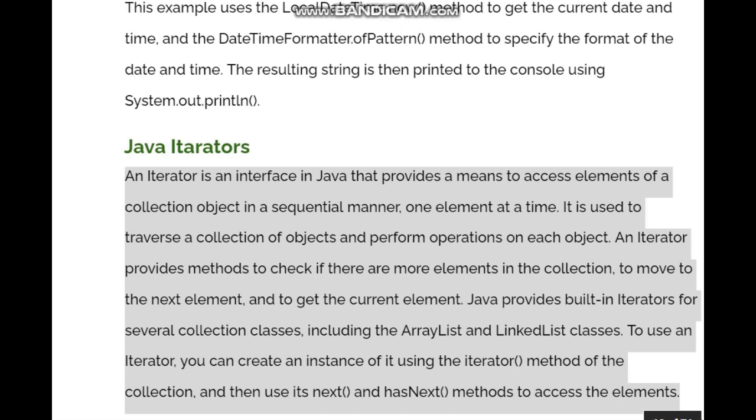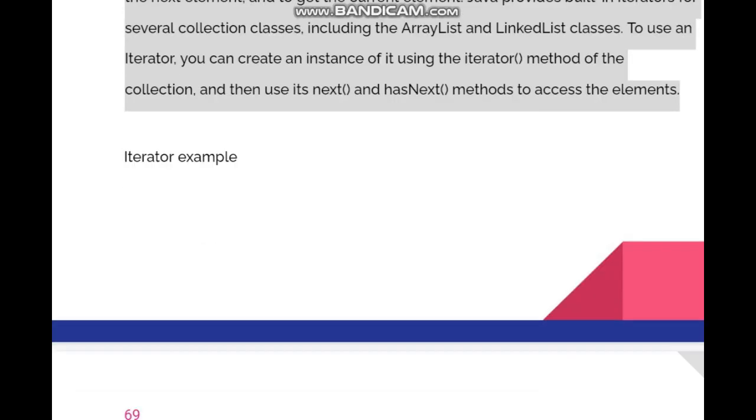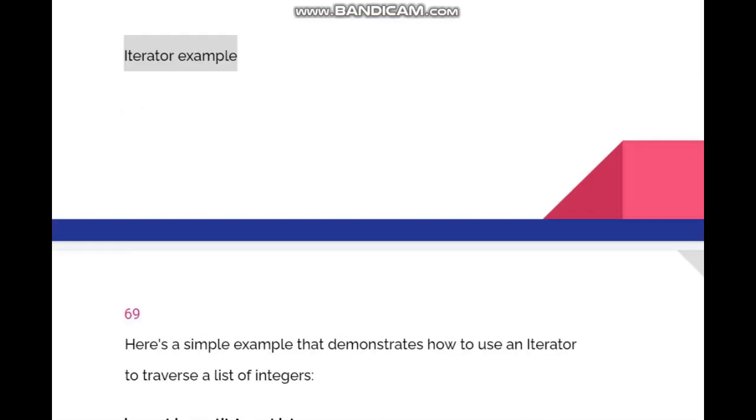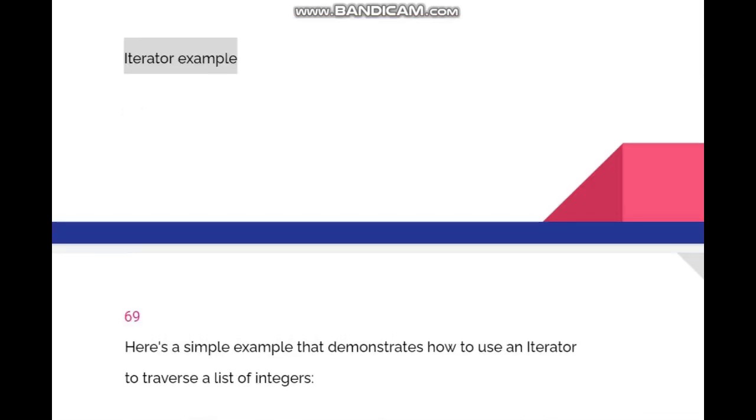Java provides built-in iterators for several collection classes, including the ArrayList and LinkedList classes. To use an iterator, you can create an instance of it using the iterator method of the collection, and then use its next and hasNext methods to access the elements. Iterator example. Here's a simple example that demonstrates how to use an iterator to traverse a list of integers.